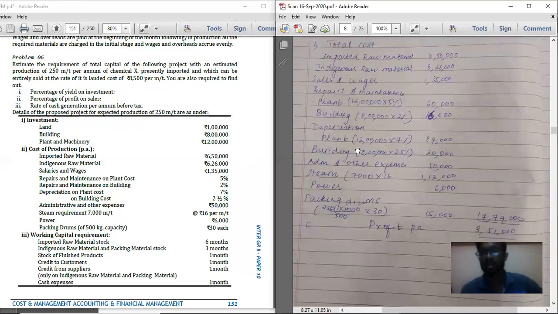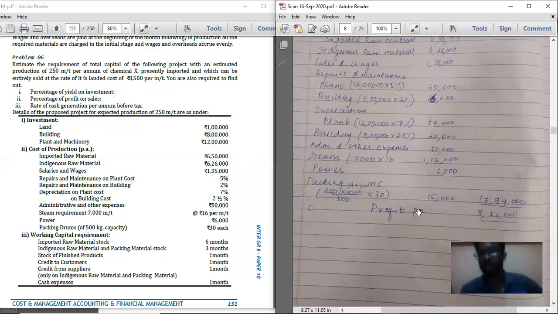What is the total cost? Now total the inner amount column. Underline it. Outer amount column put 17,79,000. Just total the total cost.